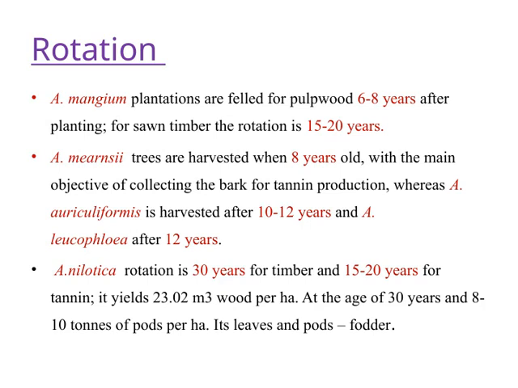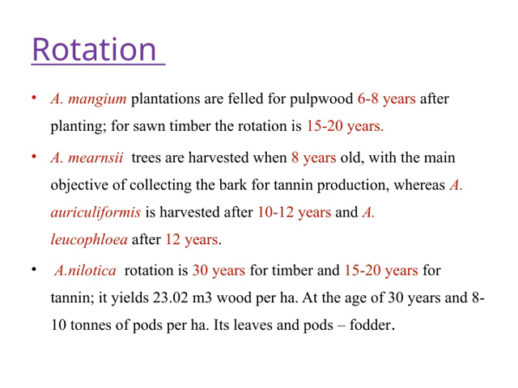Let's talk about rotation periods for these different plantations. For A. mangium, we typically fell the plantations for pulpwood between 6 to 8 years after planting. If we're aiming for sawn timber, the rotation extends to about 15 to 20 years. Moving on to A. myrnsii, these trees are usually harvested at around 8 years old, primarily to collect bark for tannin production. In contrast, A. auriculiformis is harvested after approximately 10 to 12 years, while A. leucophylla is harvested at around 12 years.